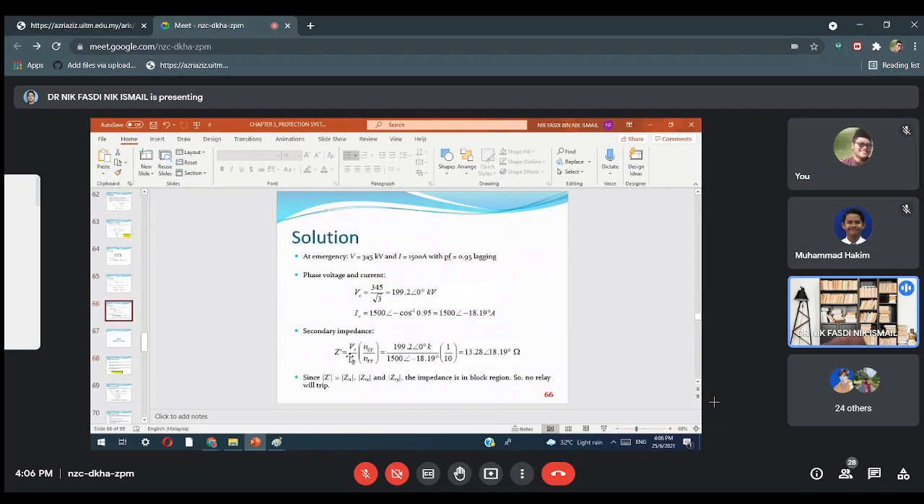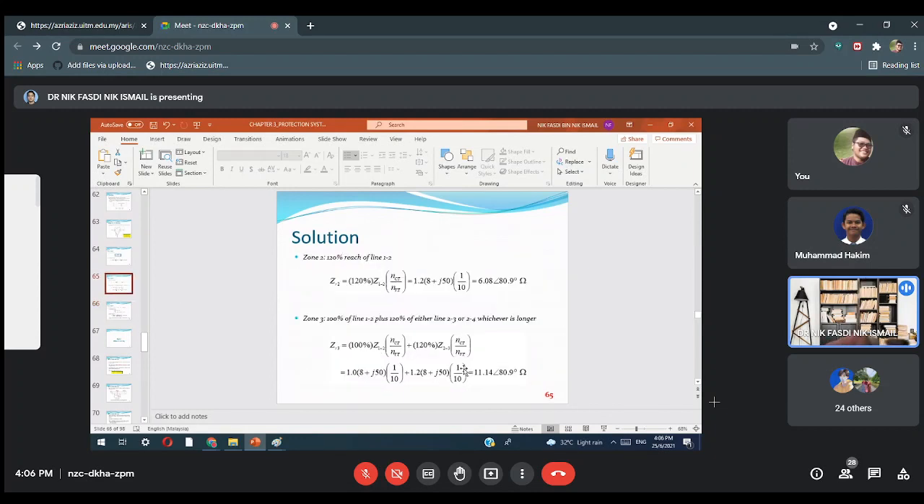So we have substituted all the components. Then you have 13.28. Angle doesn't matter, what's important is the magnitude. So see, the Z prime magnitude is greater than ZR1, ZR2 and ZR3. Right? 13.28. If you look here, ZR3 is 11, 6.